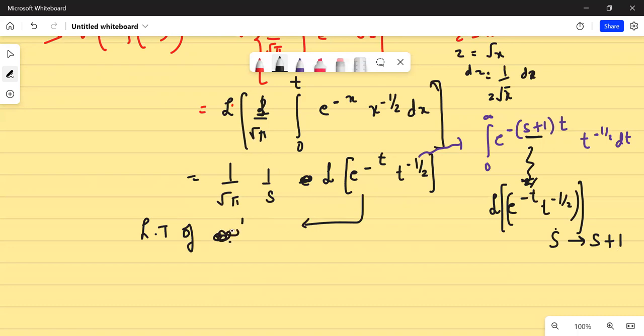Look, it is e to the power minus (s plus 1) t, right? What will be the Laplace transform of t to the power minus half? The Laplace transform of t to the power minus half will be the integral of e to the power minus st, t to the power minus half dt from 0 to infinity. In its place, what will it be? It will be e to the power minus (s plus 1). So you just find the Laplace transform of t to the power minus half and replace s by s plus 1. That is what it means. Is that clear?